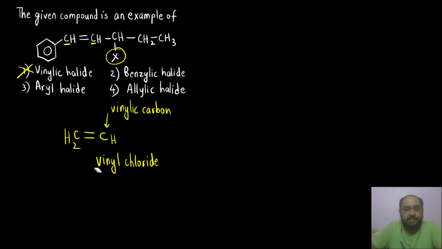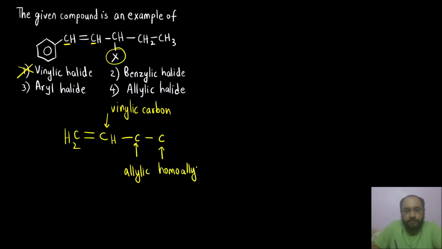What is allylic? The carbon just next to the double bond is called the allylic carbon. And the carbon next to that is called homoallylic. So if the halogen is attached to the allylic carbon, what is allylic carbon? Allylic carbon is the carbon next to the carbon forming the double bond, that is this carbon. So this is the allylic carbon. So halogen is attached to what? It is attached to the allylic carbon. So the correct answer is option D.